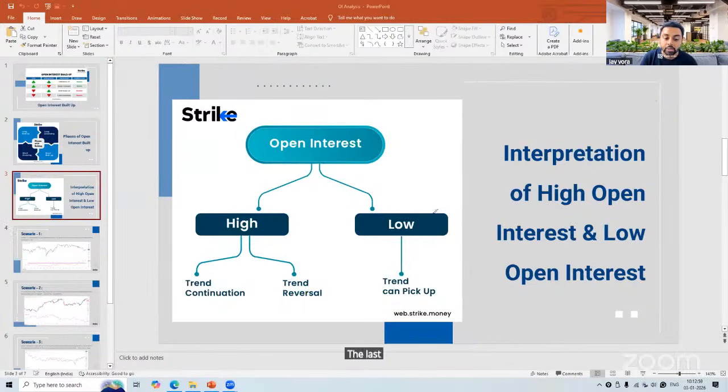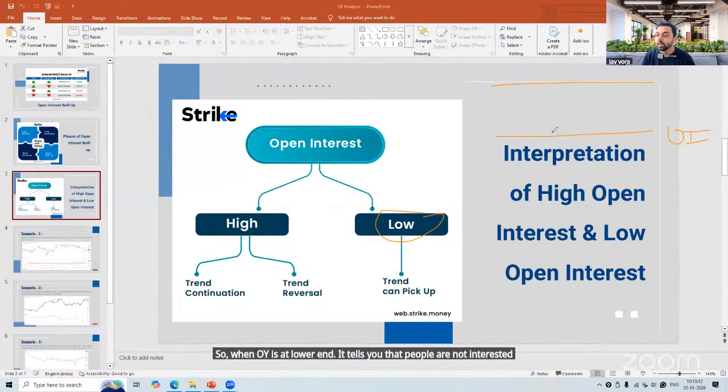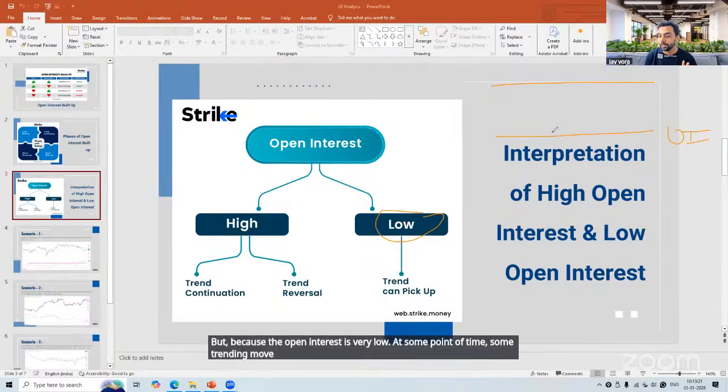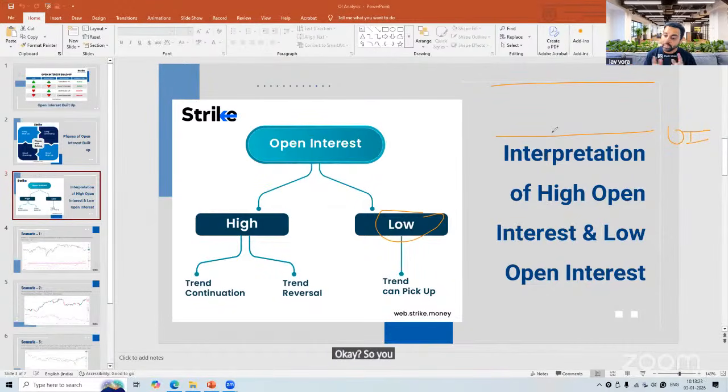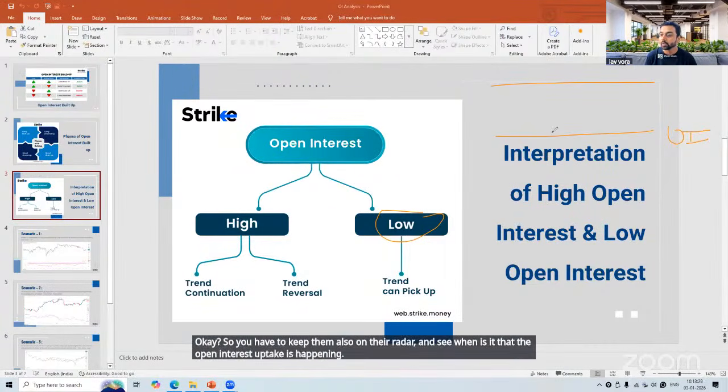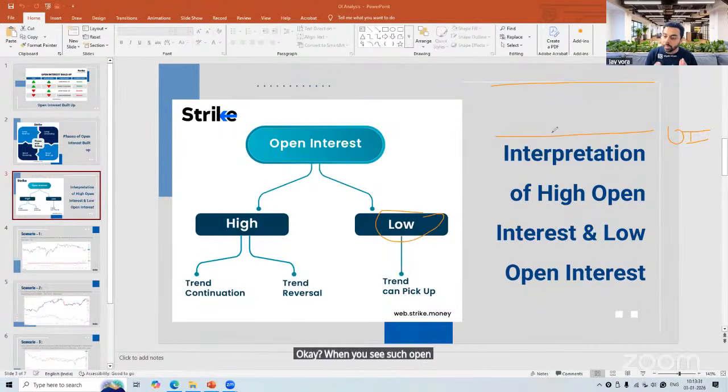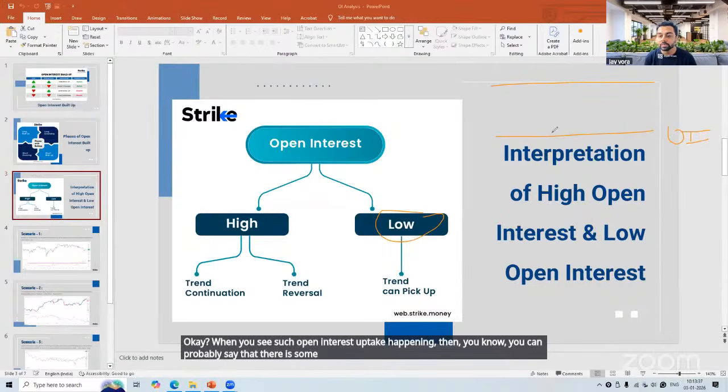The last one is when the open interest is lower, which means OI is towards the lower end. When OI is at the lower end, it tells you that people are not interested in this stock. But because the open interest is very low, at some point of time some trending move is likely to happen. So you have to keep them on the radar and see when the open interest uptick is happening. When you see such an uptick, you can probably say that some trending move is likely to happen.